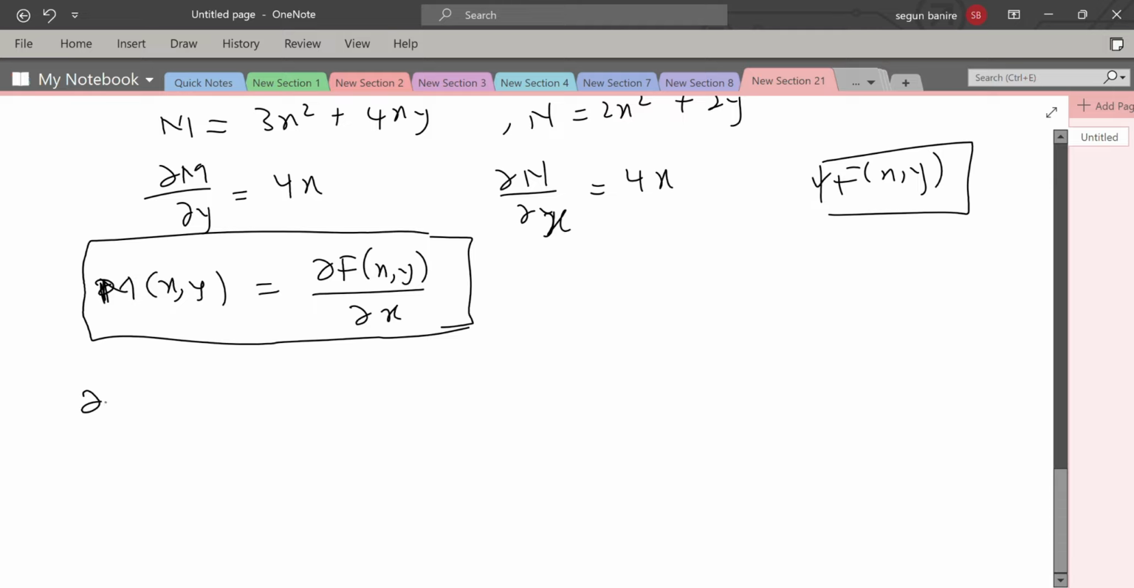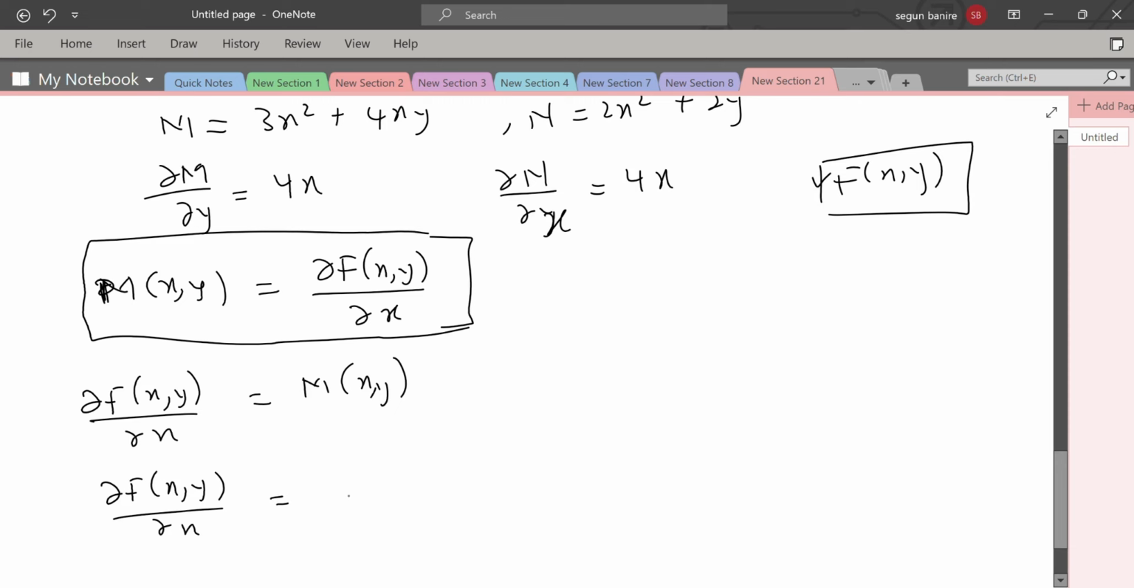So now we have the partial of f over partial x is equal to M of x comma y. So what is M? M is 3x squared plus 4xy.